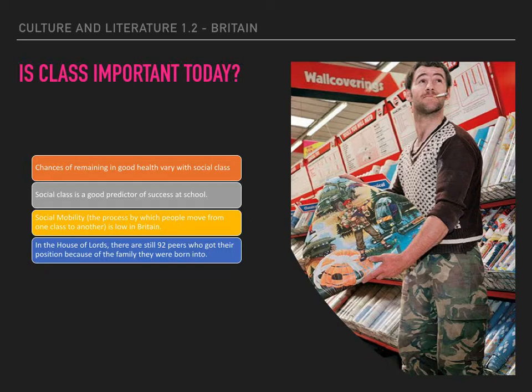If you're teaching, for instance, in VWO, you go in and you ask the students how many of your parents did VWO or have attended HBO or university. Most of them are going to say that they have. Social mobility, which is the way for people within Britain to move up in the social scale, is often based upon your own class or maybe a class adjacent to yours. So it's very low. And in the House of Lords, for instance, there are still 92 peers who got their position just because of the family that they were born into. These are called the Lords Hereditary, so hereditary, that they have inherited it, erfelijk.